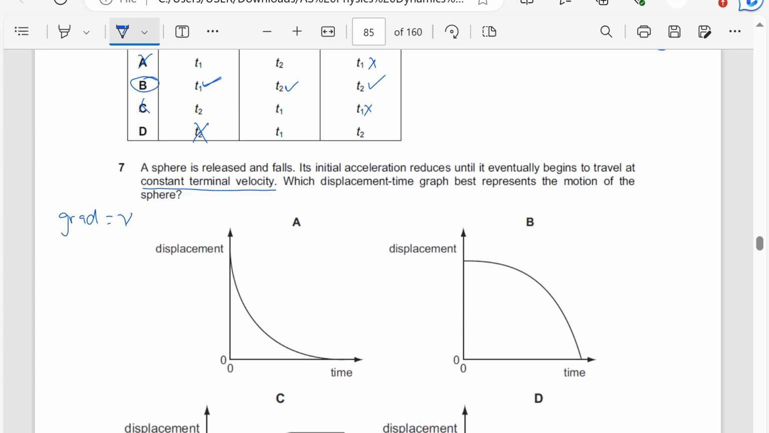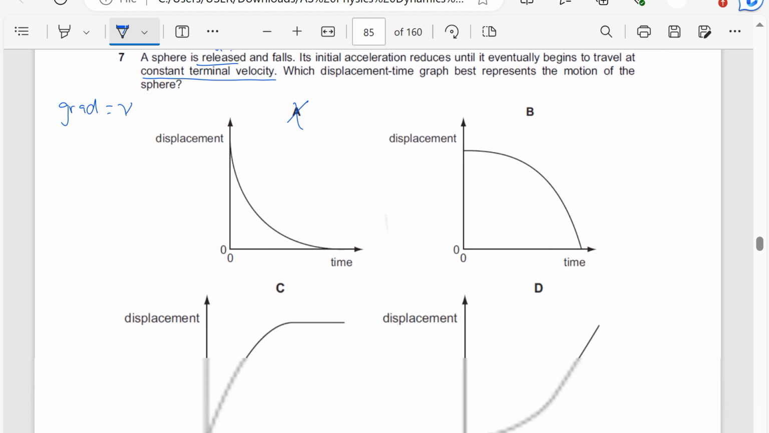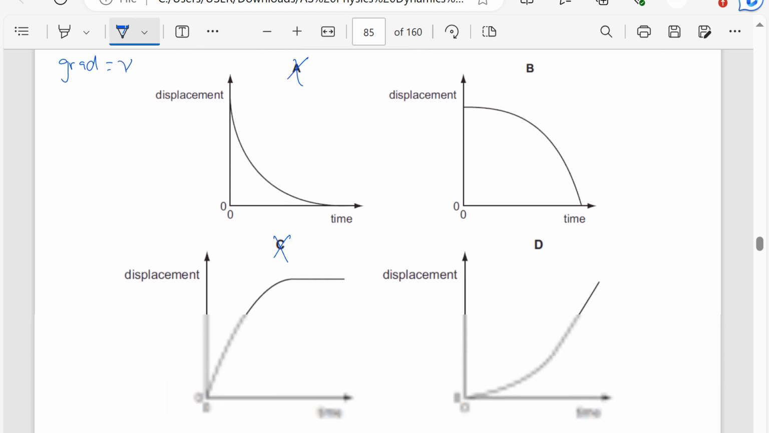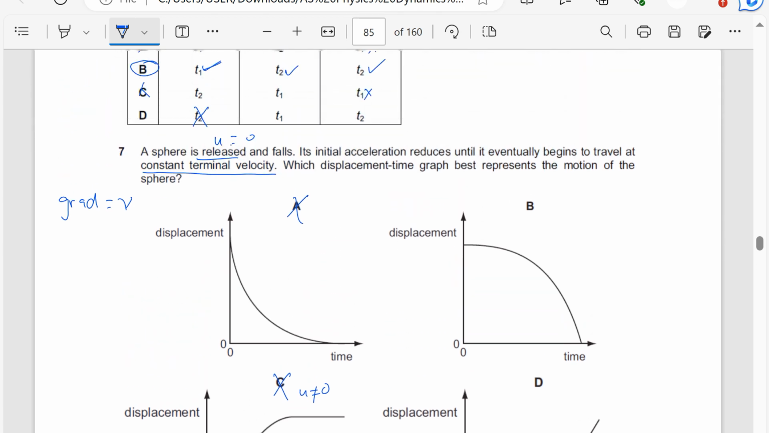The sphere is released, so its initial velocity is going to be 0. Because it is released, initial velocity is 0, it means the initial gradient should be 0. So A is out because the initial gradient is not 0 for A. And C is also going to be out because the initial gradient is not 0. Here it is showing initial velocity is not 0 because the initial gradient is not 0. Even here, the initial gradient is not 0, so initial velocity is not 0.